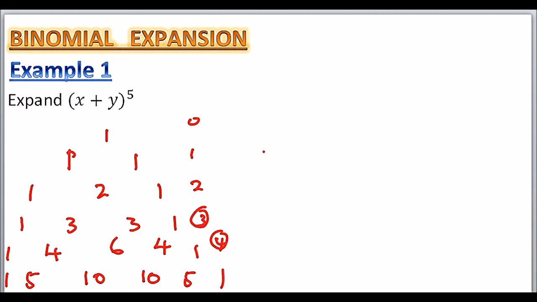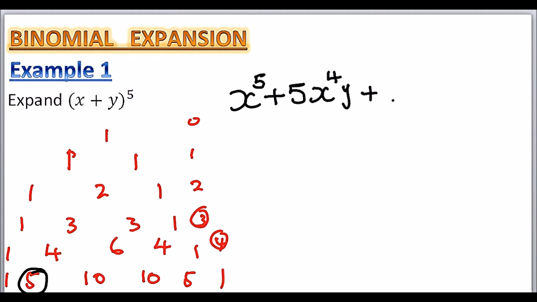So these are the coefficients. To expand this, I can say it is equal to x, we start with x, so x will take the power of 5, that is index 5, plus the next coefficient is 5, so we have 5, x reduces by 1, so we have x to power 4, and y increases by 1. The next coefficient is 10, so we have 10, x decreases by 1, so we have x cubed, and y increases by 1, so we have y squared.